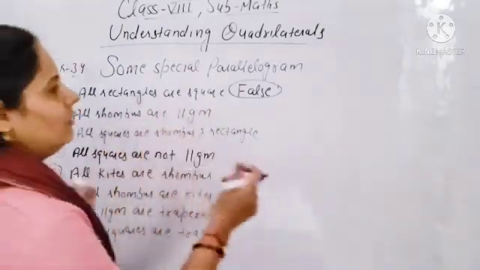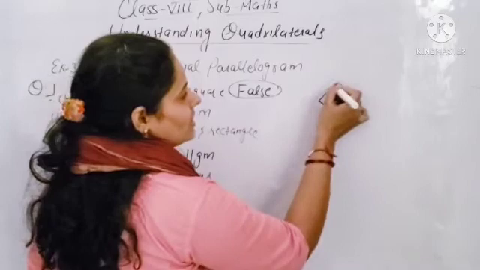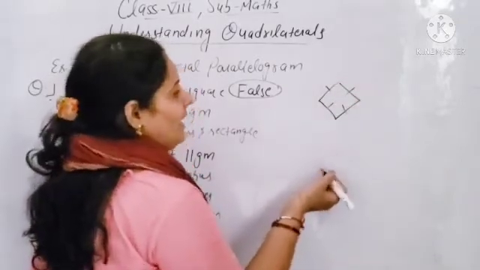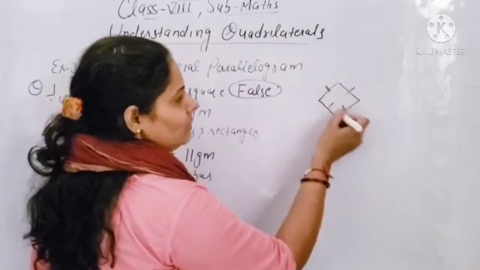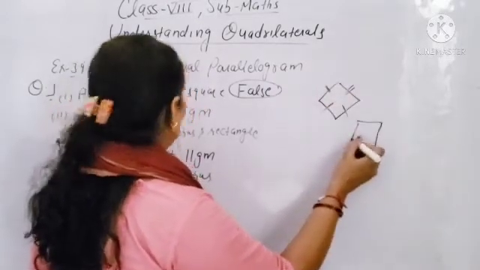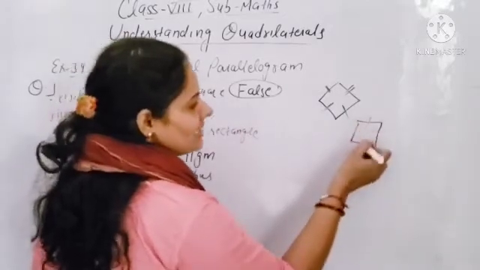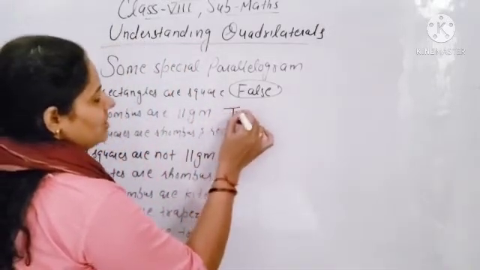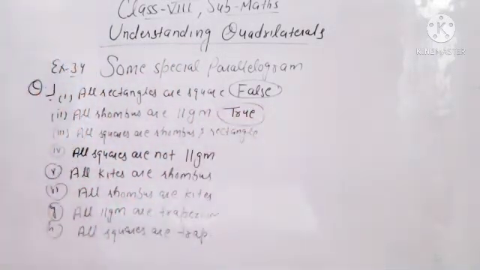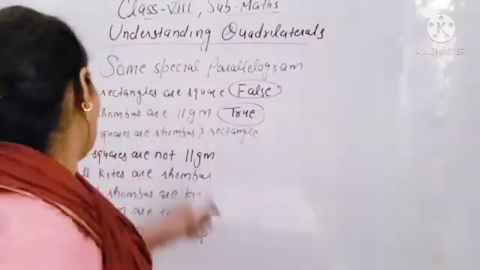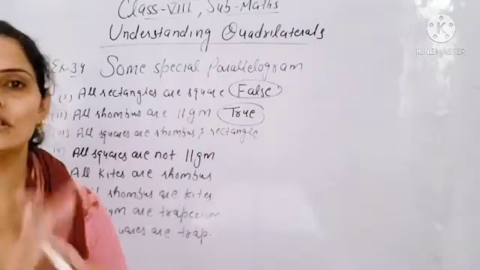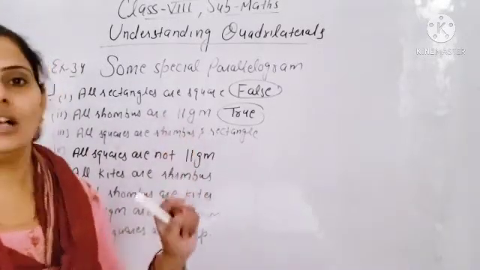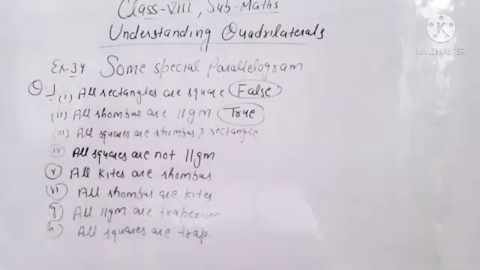Second, all the rhombus are parallelograms. So beta, in a rhombus opposite sides are parallel. This side is parallel to this one, and this one is parallel to this one. In a parallelogram also, opposite sides are parallel. So this statement is true. Clear? All the rhombus are parallelograms. This is a true statement, because in a rhombus opposite sides are parallel, and in parallelograms opposite sides are parallel and equal. Clear?